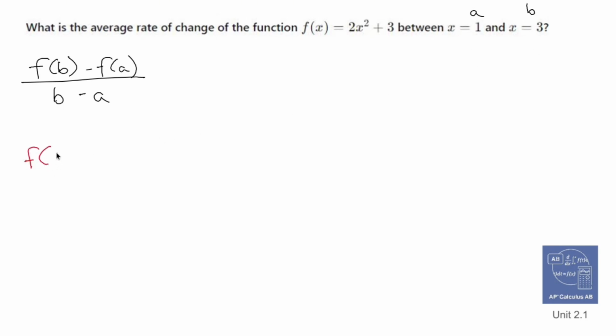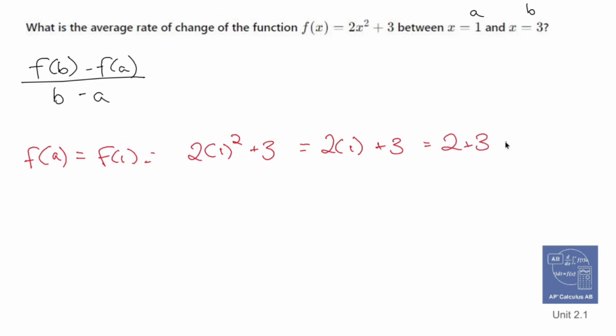If I wanted to find f of a, we'll go with alphabetical first. That would be me finding f of 1. So I replace f of x. Every x is going to be replaced with 1. So 2 times 1 squared plus 3. 2 times 1 squared is 2 times 1 plus 3. 2 times 1 is 2. 2 plus 3 is 5.